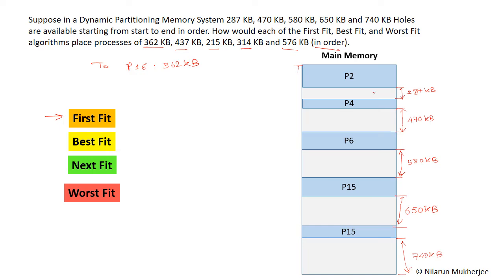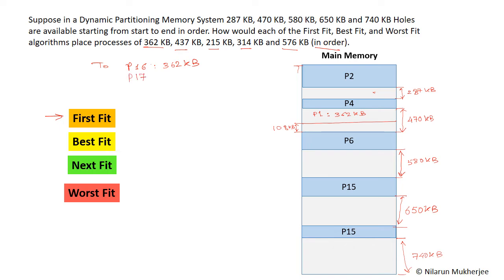It starts searching from the beginning and it finds not there. Here it can be fit. Okay, so it will fit the 362 kb P1 here. So the leftover will be 470 minus 362, 108 kb.